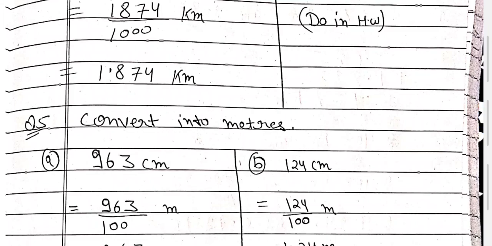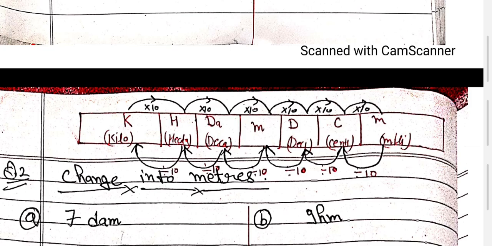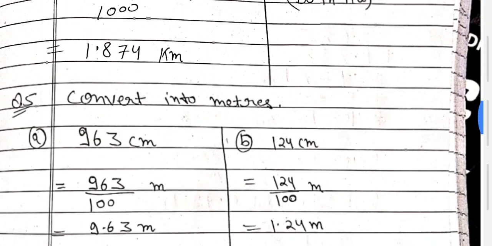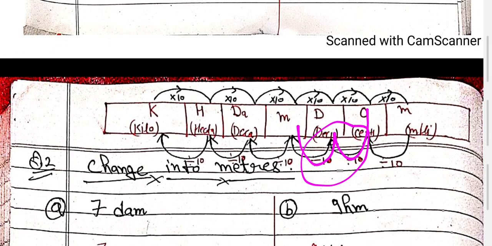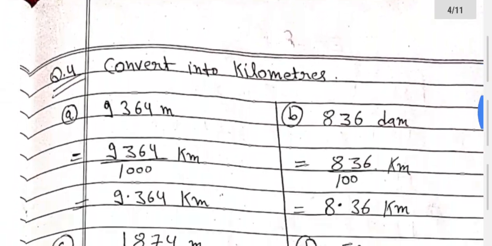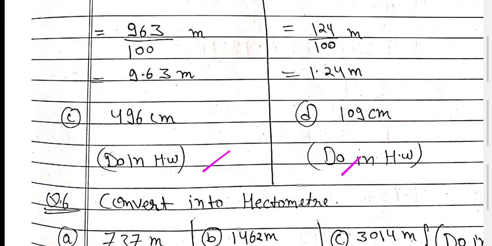Now come to the fifth part, convert into meters. 963 centimeter you have to convert into meter. Just see the table again, centimeter to meter. Okay, centimeter you have to convert into what? Meter. So you have to move 2 steps, it means divide by 100. So divide by 100, it becomes meter. Now just put the decimal after 2 digits, it becomes 9.63 meter. B part, centimeter, same, divide by 100, it becomes 1.24 meter. Similarly these two parts you have to do by yourself in homework.